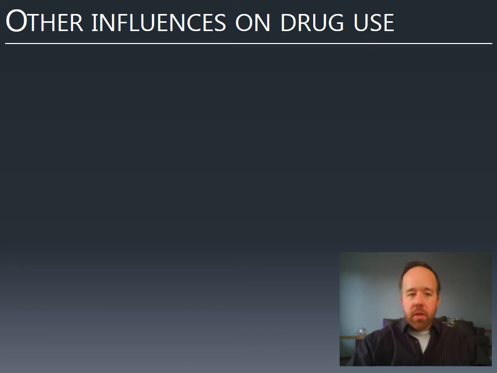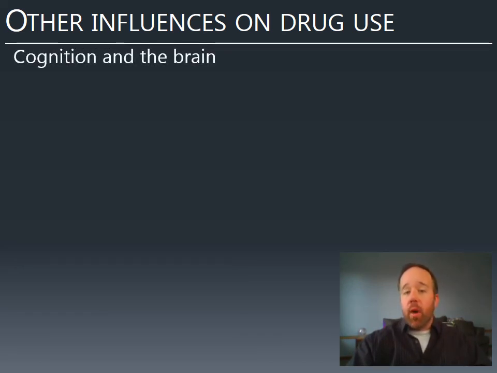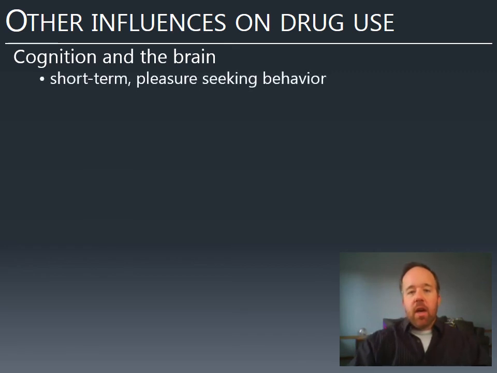And there's some other influences that are important. So certainly we'll start talking about the brain in the next couple of weeks. And the fact is that our decision making isn't always in our long-term best interests. And there's a lot of literature about this. It's really quite interesting. That our brains, we do seem to have two systems.